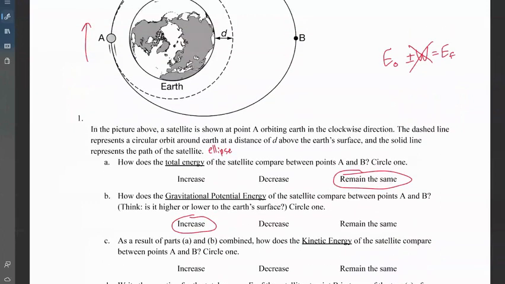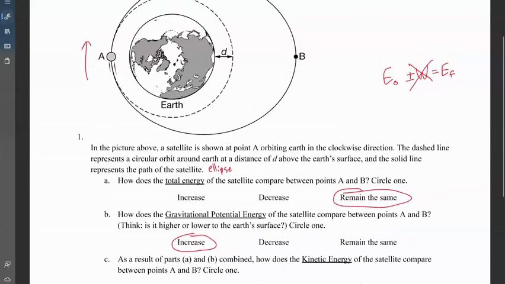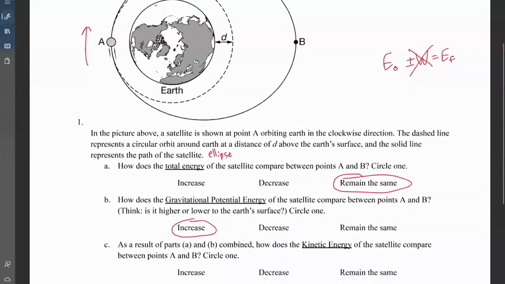Okay, then, as a result of parts A and B combined, how would the kinetic energy of the satellite compare from point A to point B? So it's currently at point B. How does it change? Well, if our gravitational potential is increasing, right? So we have E naught equals E final.